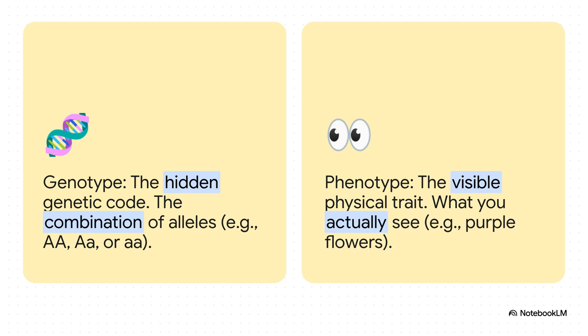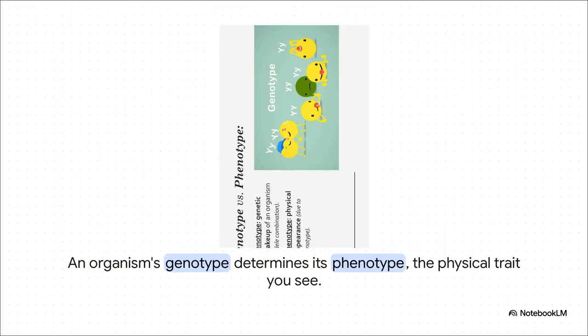Then you've got the phenotype. That's what you actually see on the screen, the physical trait, like purple flowers. Code versus result. And check this out. This shows it perfectly. See those letters? That's the genotype. And the actual color of the flower? Bam! That's the phenotype. It's that simple. The hidden code, the letters, dictates what you see on the outside.